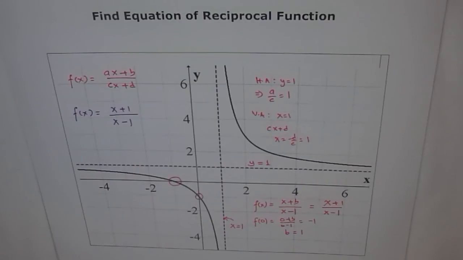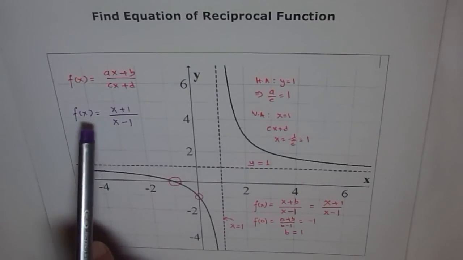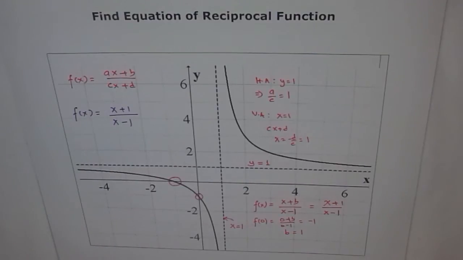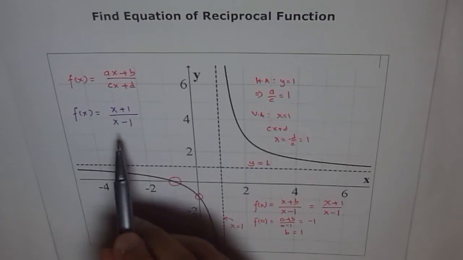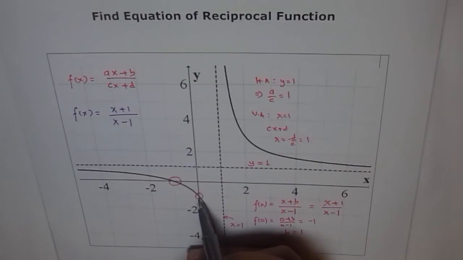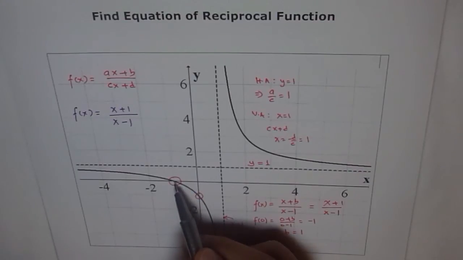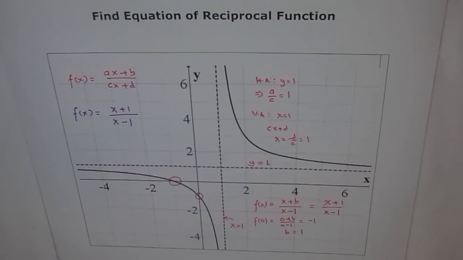And these are our x and y intercepts. So do we get them? If I plug in x equals 0, I get what? I get 1 over minus 1, which is minus 1. So my y-intercept is satisfied. Similarly, if I put x equals minus 1, I get a 0. So in all ways, this equation seems to be a perfect solution.